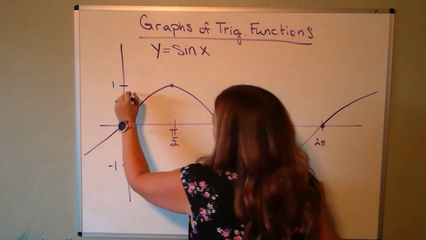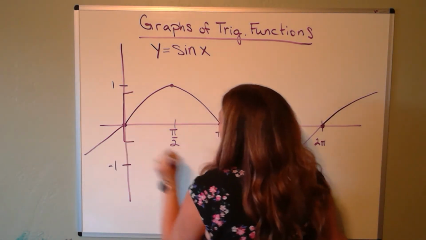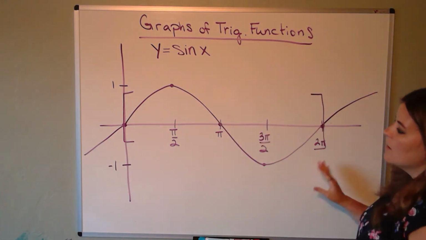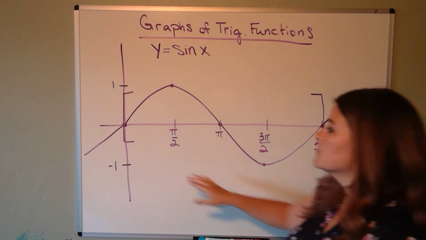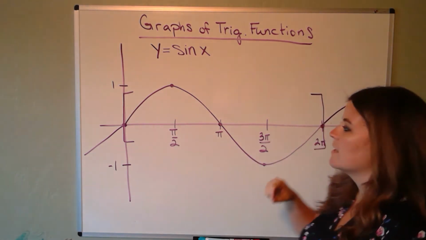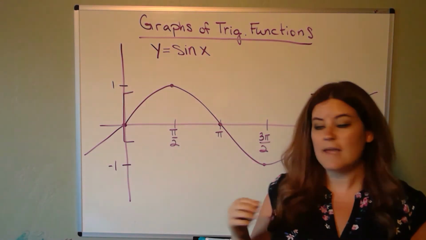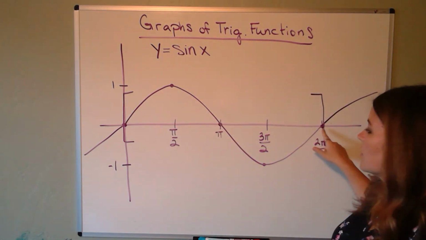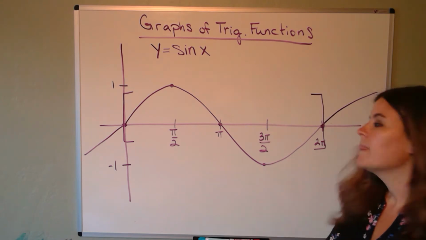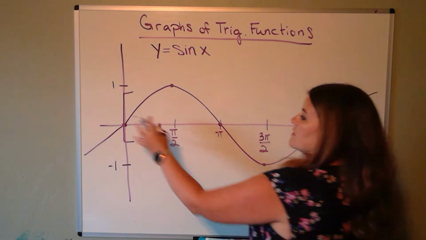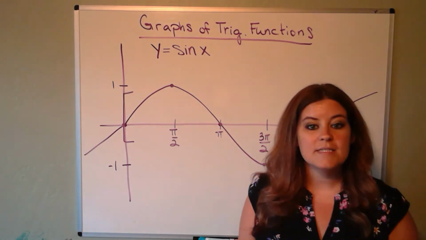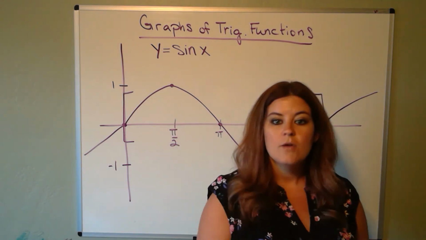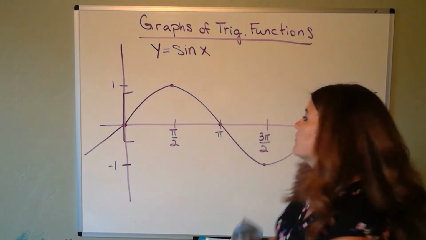Speaking of stop and start points, one full rotation of sine, so from 0 to 2 pi, is what it takes to get every point on the sine function covered, and then it starts over. So we call this section, how long does it take to complete one full cycle of the sine function? We call that the period of the function.